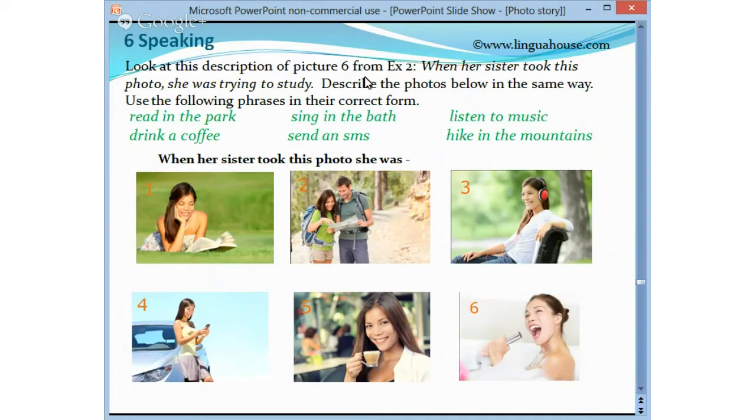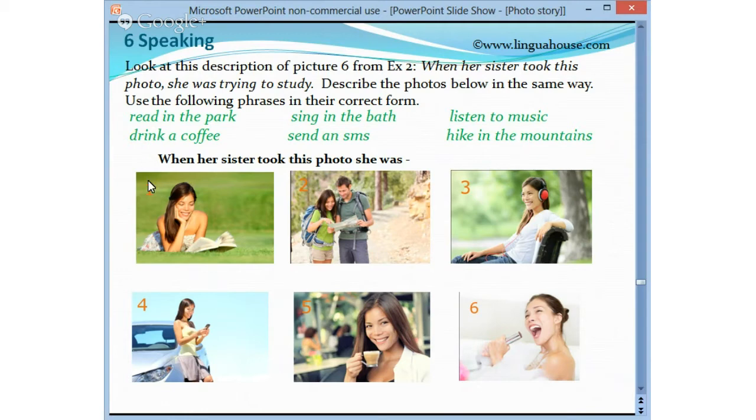So we have a format that we're using here. When her sister took this photo, she was trying to study. So that was picture six in exercise two. That was a picture of her sitting cross-legged and looking a little exasperated because she couldn't study. She was too distracted. But look at how we've done this. When her sister took this photo, she was trying to study.